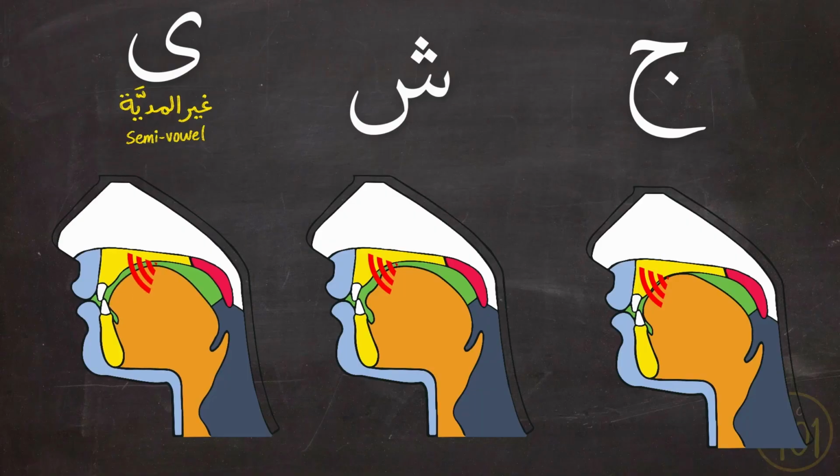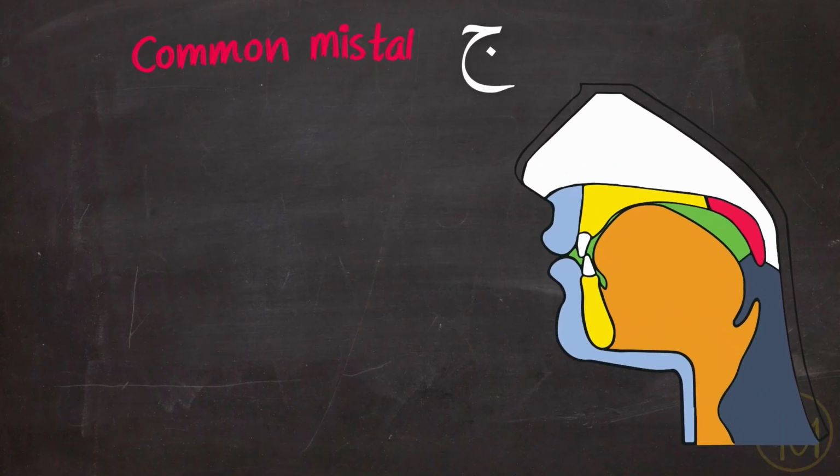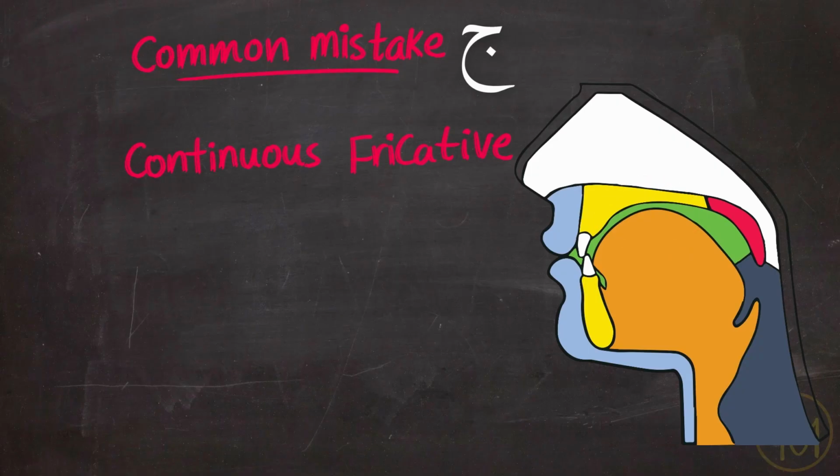Finally, since these letters are quite common in many languages around the world, there aren't many common mistakes related to them, except for one, which is related to Jim. Some learners leave a little gap between the tongue and the hard palate, which turns the Jim into a continuous fricative sound. Zzz. And this sound does not exist in the Qur'an at all. This mistake sounds like this.